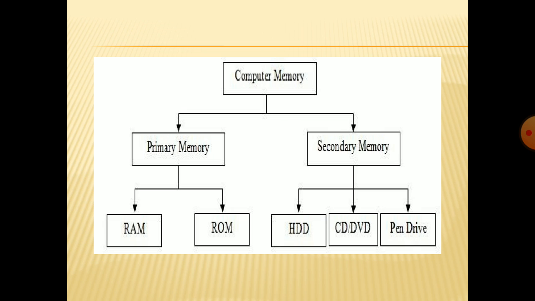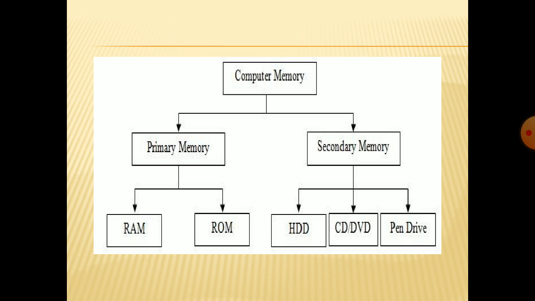Your computer memory has been mainly divided into 2 types. The first one is called primary memory and the second one is called secondary memory. Your primary memory is again divided into 2 types, called RAM and ROM.